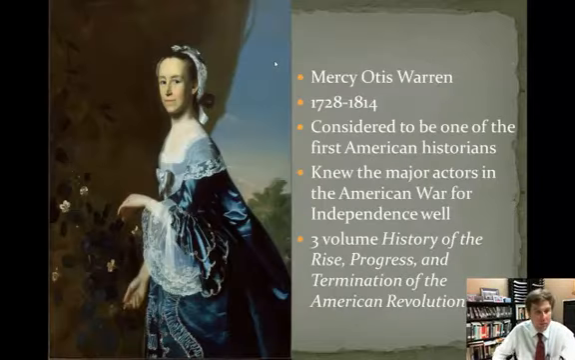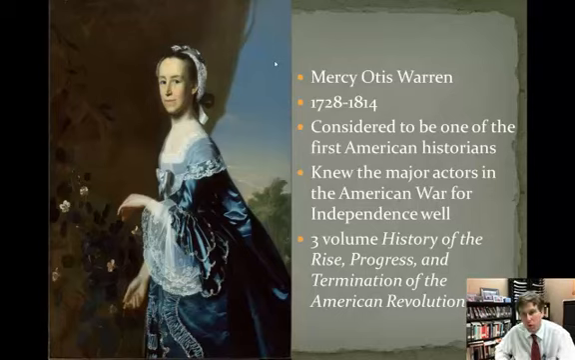Another very important scholar was a woman named Mercy Otis Warren, considered to be one of the first American historians. She knew all the major actors in the American War for Independence, and she wrote a very important book entitled History of the Rise, Progress, and Termination of the American Revolution in 1805. John Adams didn't like her. In fact, he said that women shouldn't be writing history. But she was such an important figure because of her views on the war, her views on government. She didn't really like the Constitution. She thought it was going to be a disaster for the United States in the long run. Just a really interesting historian.